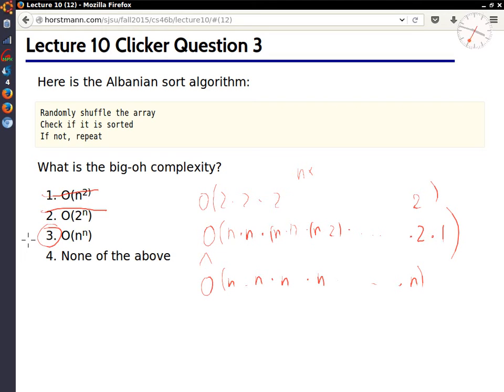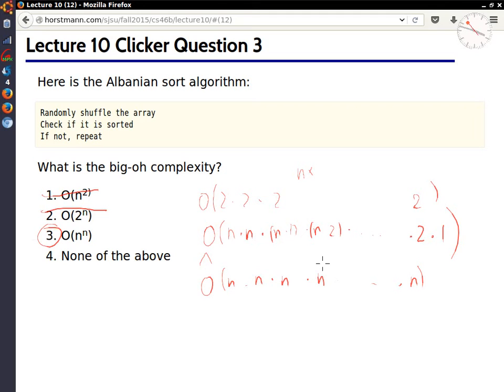But I mean, we're just in CS2, so we're not in 46b. We're not yet using the theta stuff. So big O is good enough. So for this technical reason, it is in fact O of n to the n, because n to the n is an upper bound. And so that's the right answer.